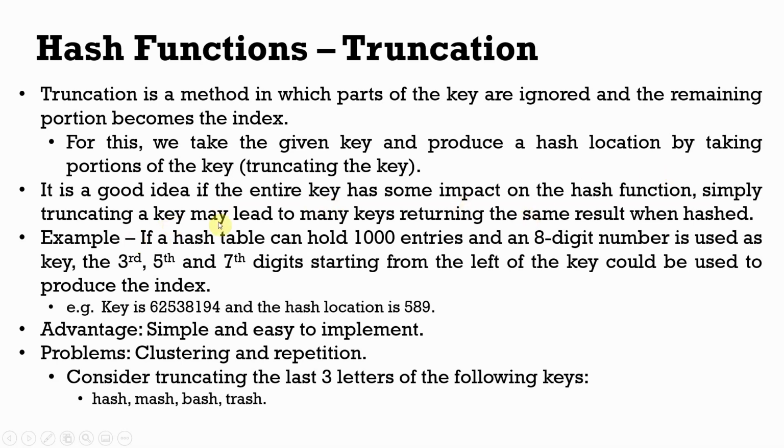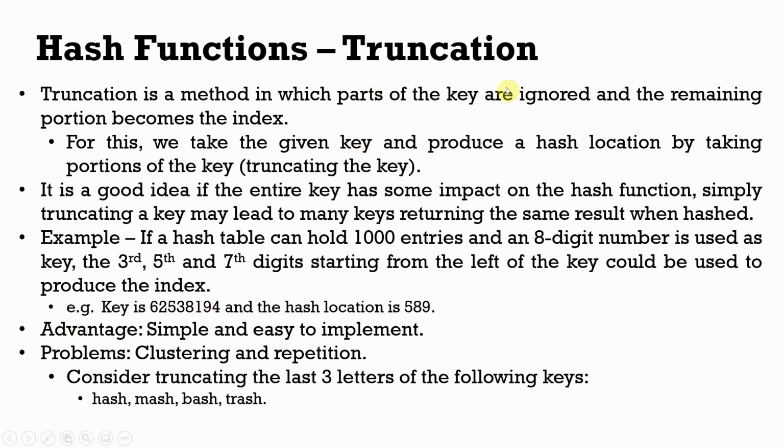Simply truncating a key may lead to many keys returning the same result when hashed, right? In order to understand this, let's say these are our key values: hash, mash, bash, trash. If our truncation function is basically picking the last 3 elements, you see that all of them are mapped to the same location, right? So this is not a very efficient method, not a very practical method.